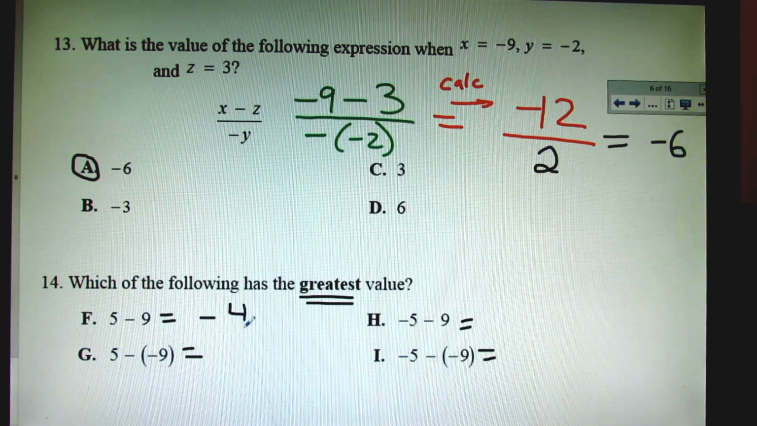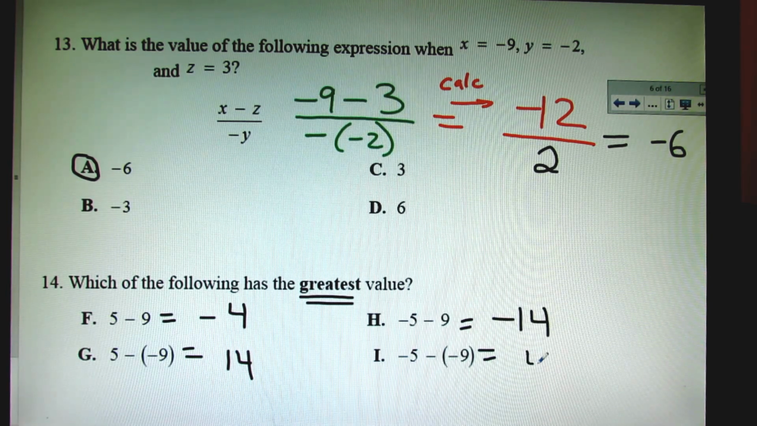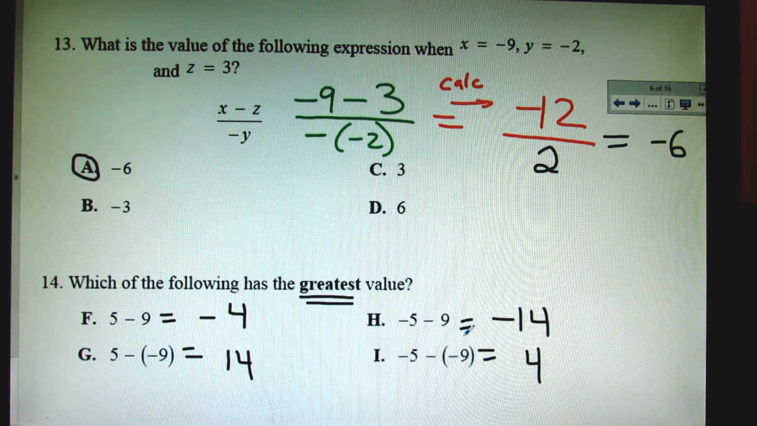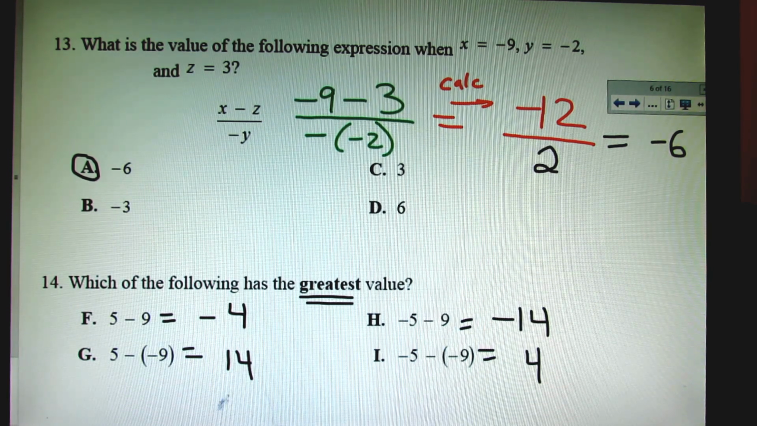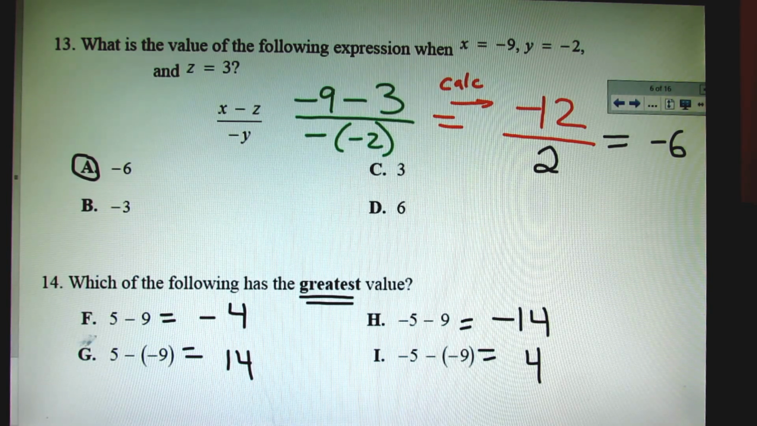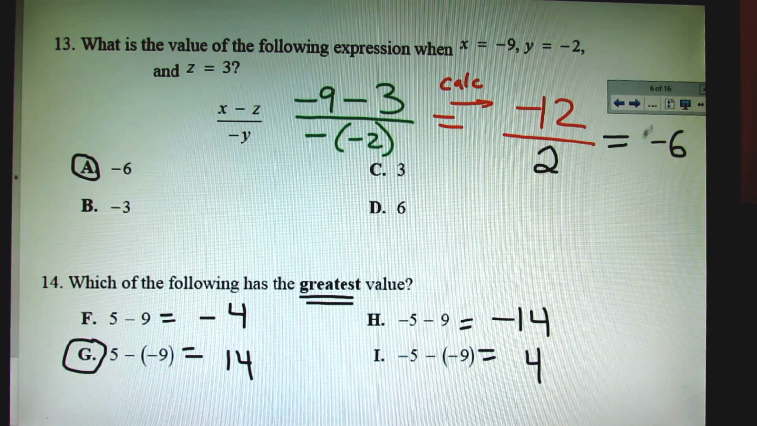You should get positive 14. This one will get you negative 14. And this one will get you 4. Now, if you got an answer that's a little different from here, then just plug it back in your calculator real carefully and make sure you get it. Alright, which one's the highest? Well, 4 and negative 4, nope, those are out. And I have negative 14 and positive 14. Positive 14 will be the highest number. So number 14, final answer, G.